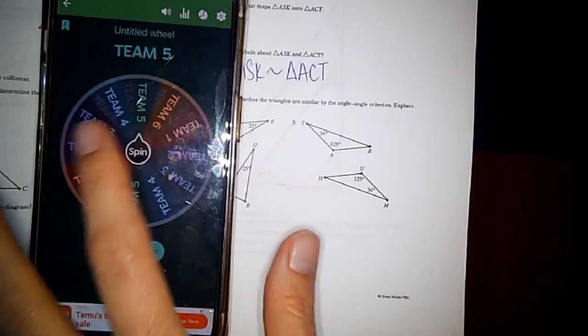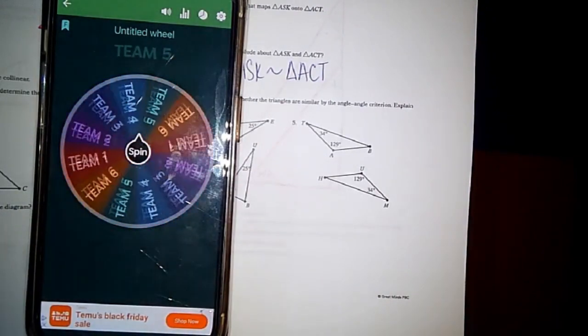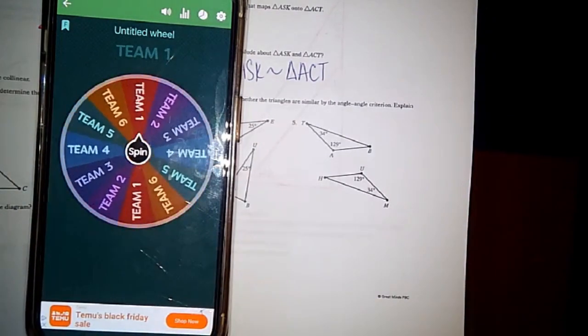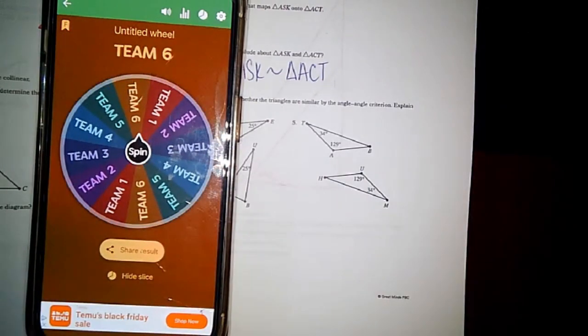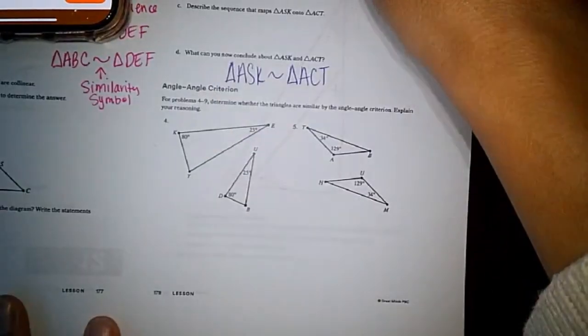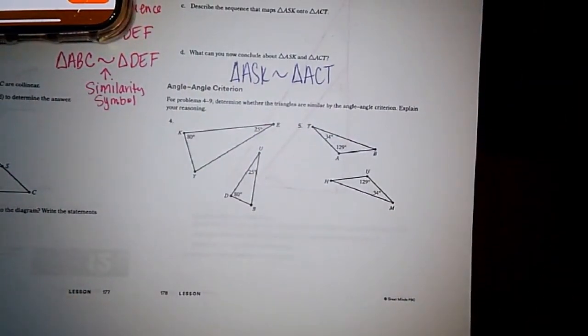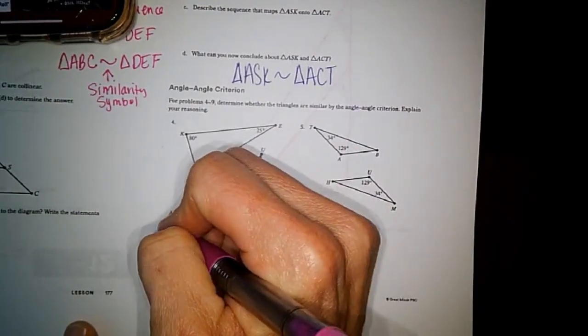So, for problem 4, team 6. Problem 4, team 6. I need to know whether the triangle is similar and explain your reasoning. So, you have to give me a statement. So, who's going to team C3? Hold on, wait. Triangle. I can't hear you. You've got to say it louder.